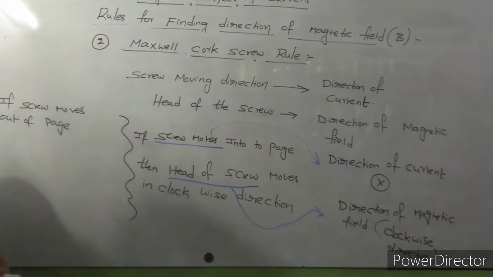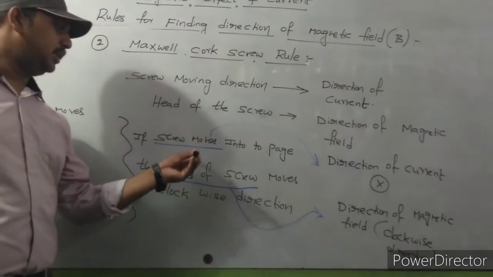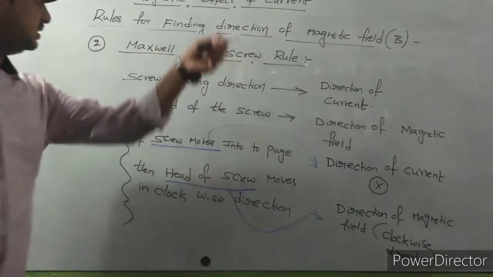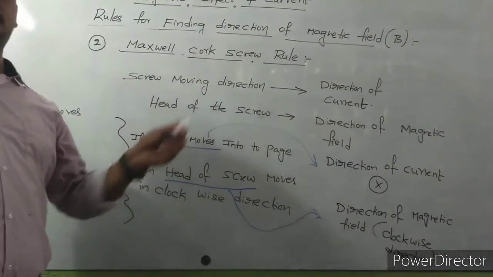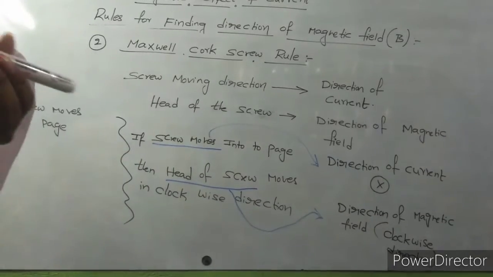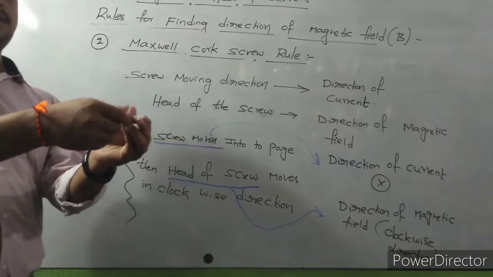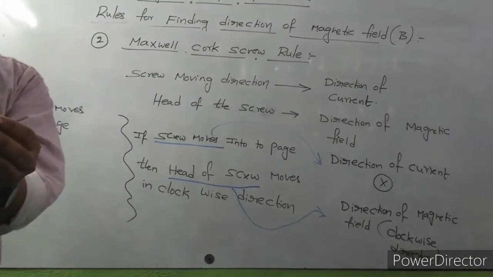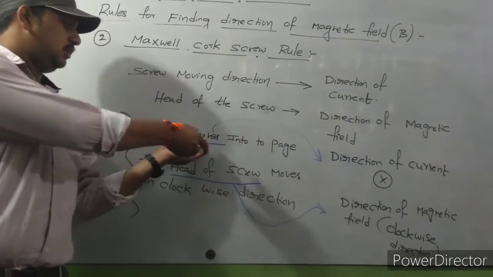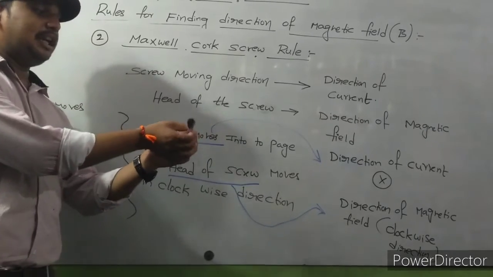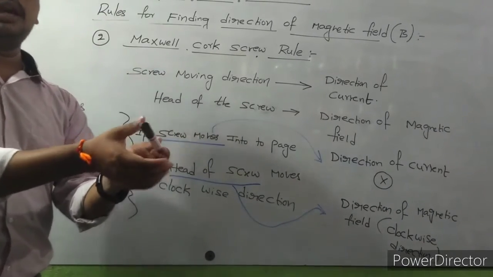For example, observe carefully here. This is a screw. It is moving out of the page. This is a page, you consider. This is a plane, you consider. When will it move out of the plane? If it is moving in anti-clockwise direction. If you are rotating in anti-clockwise direction, then only it is moving out of the page.